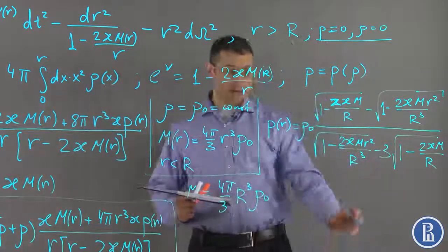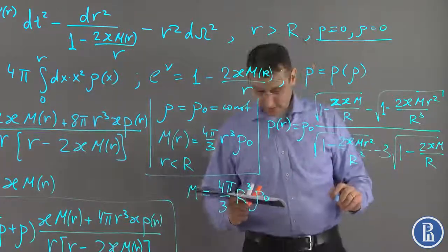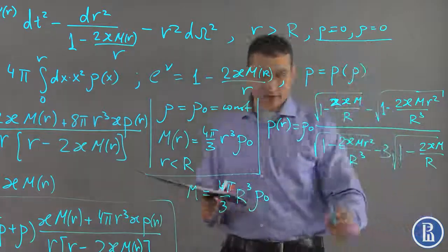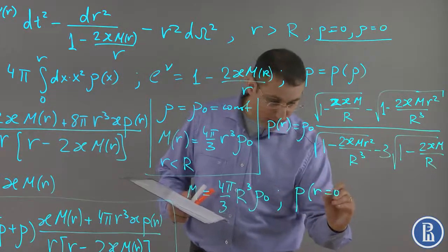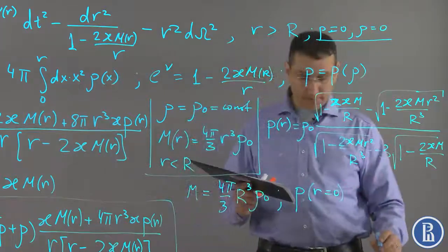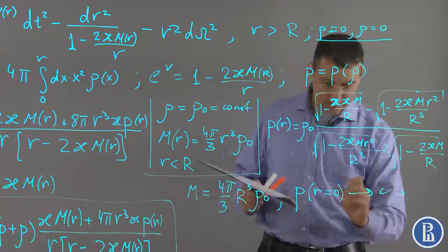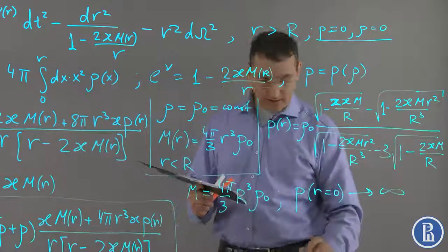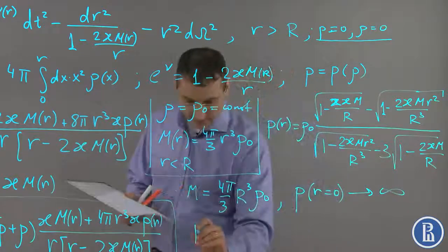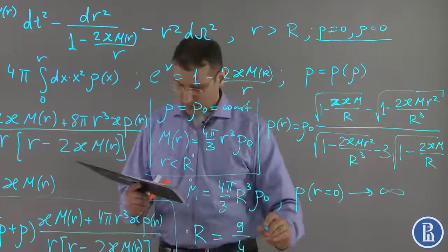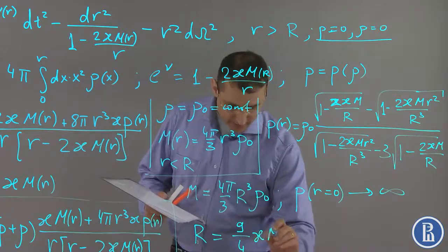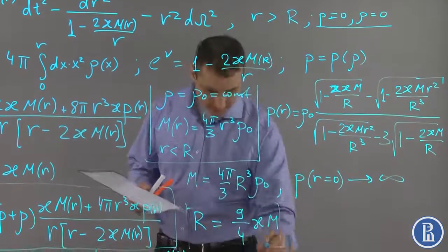Now, from this equation, one can see that the pressure at the origin, p at r equals 0, blows up, goes to infinity, if R is equal to 9/4 kappa m, if this is obeyed.